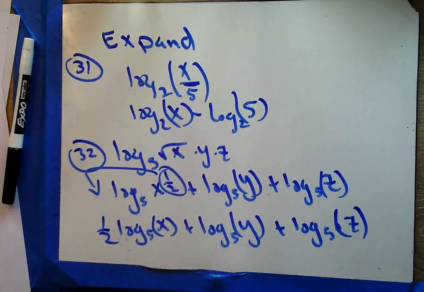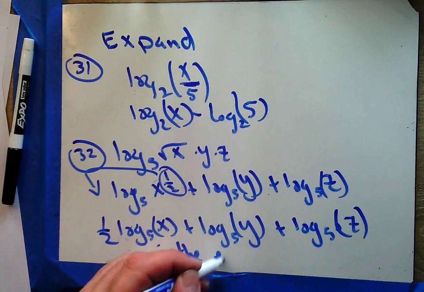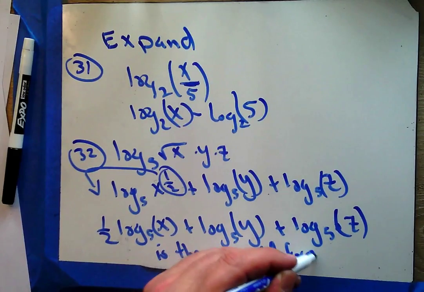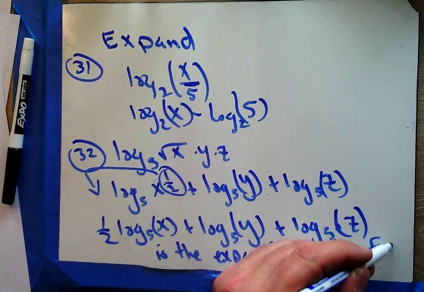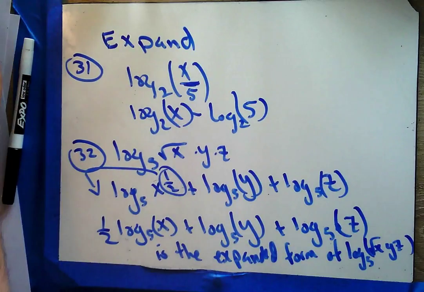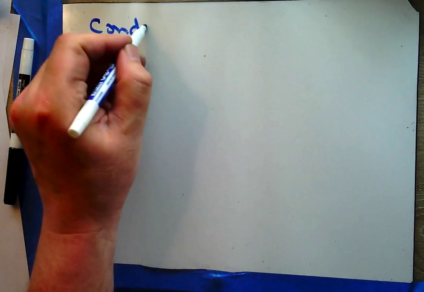Okay, that's my answer. And if you wanted a sentence, I'd say this is the expanded form of log base 5 of square root of x, y, z. Okay? 33. Ooh, condensing now. Let's have some specific condensing practice.